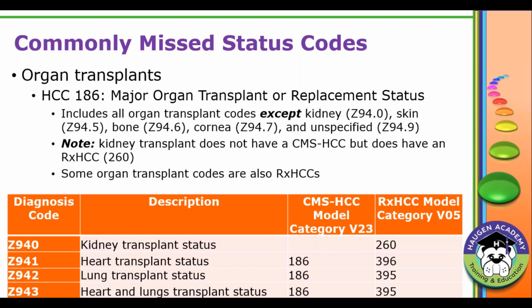And quickly, some of the things that are commonly missed are a lot of the status Z codes. For example, a history of an organ transplant, HCC 186, major organ transplant or replacement status. That happens to include all organ transplants with the exception of a couple that are listed here. I thought that it was interesting that kidney transplant doesn't group to an HCC, but it does have an RX HCC if the patient has Medicare Part D. So make sure that you are picking up all of those Z codes as appropriate.